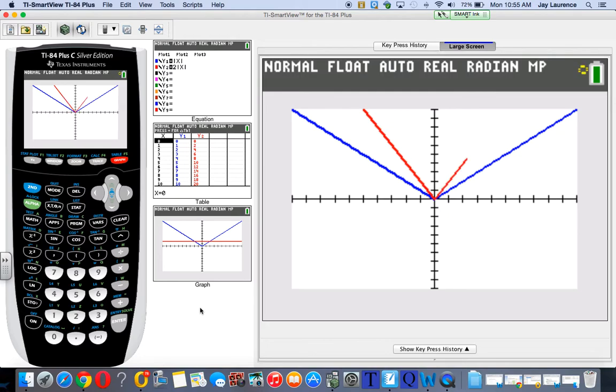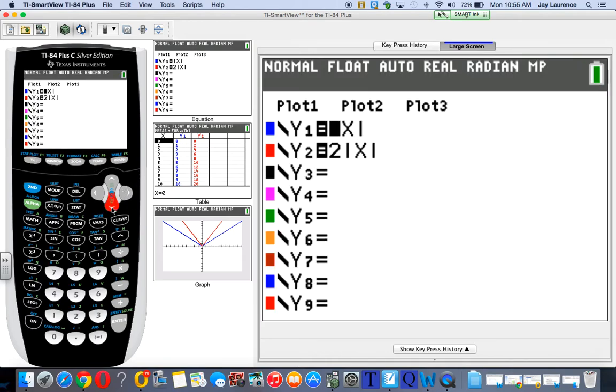Ooh, look at the red one. It got narrower, didn't it? Of course it did, because I'm rising 2 and running 1. I'm rising more than I'm running. What do you think will happen if I made that, say, 4? You get even narrower still, because now I'm going to rise 4 and then run only 1.